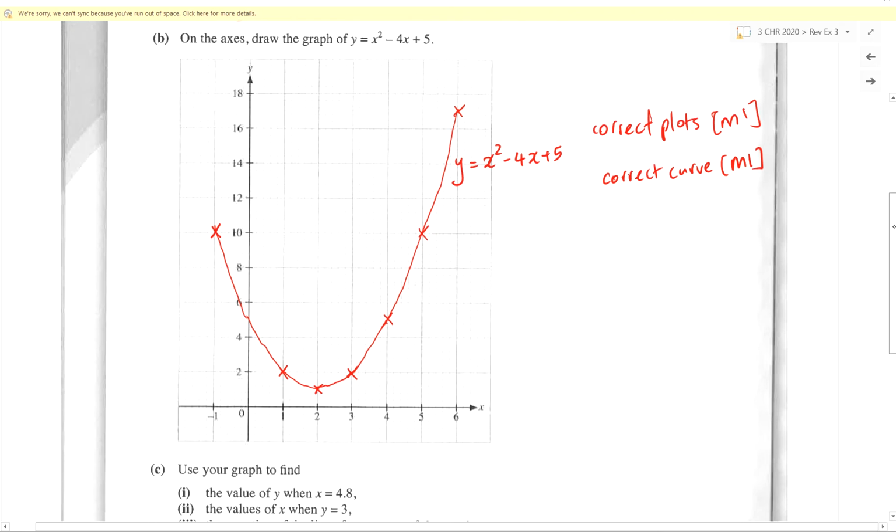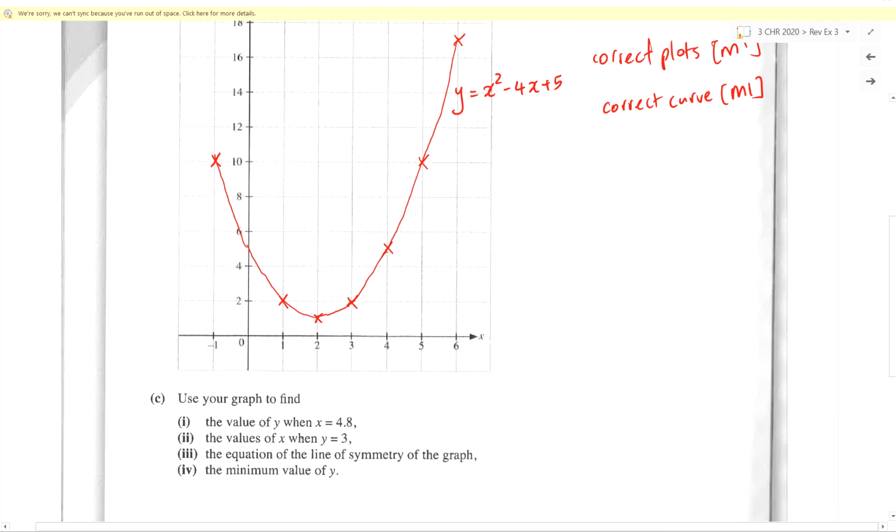Right, next. Use your graph to find the value of y when x equals 4.8. All these are worth 1 mark each. 1 mark, very good deal. Value of y when x is 4.8. So they are telling us over here, this is block 4.8. Blocks are vertical. Take a ruler or something straight, go and find block 4.8.